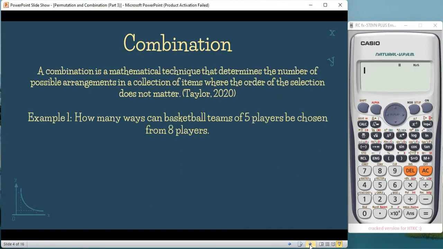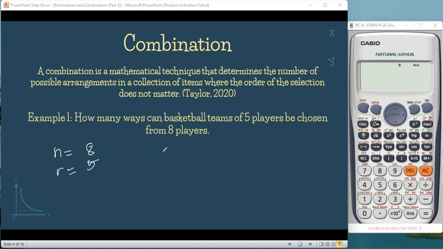For example, we have how many ways can basketball teams of 5 players be chosen from 8 players? So, ang tinatanong po dito, kung ilan daw pong teams ang pwedeng mabuo sa 8 players kung ang kailangan lang daw po natin ay 5 players. To compute that, alam natin na ang objects natin is 8 at ang r natin, kung ilan lang daw po yung players na kailangan, that is 5.